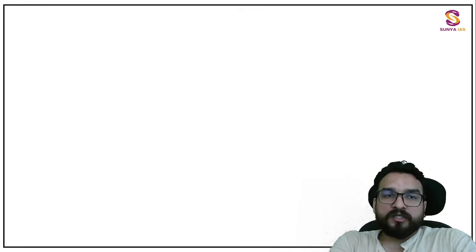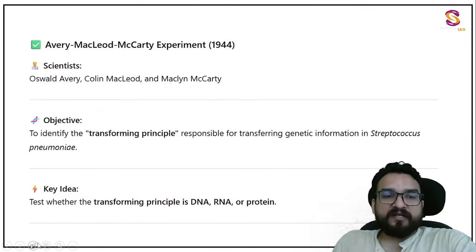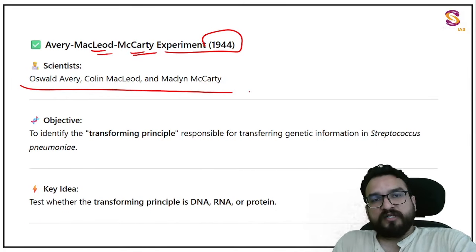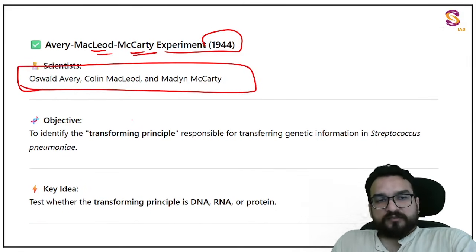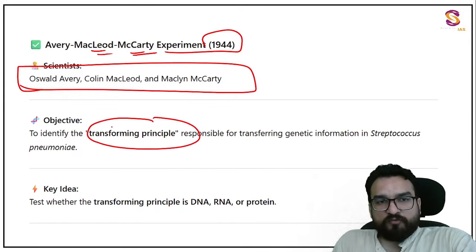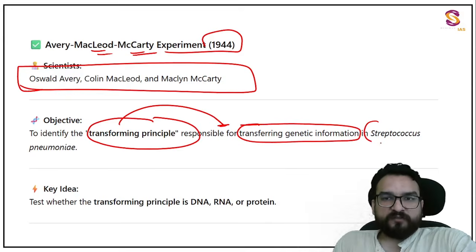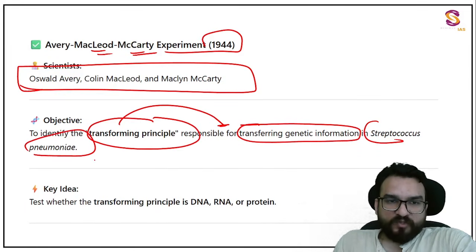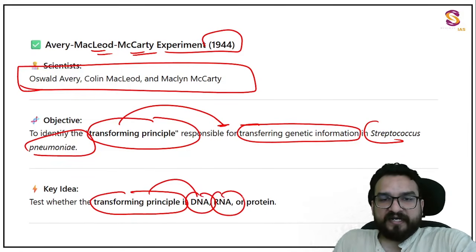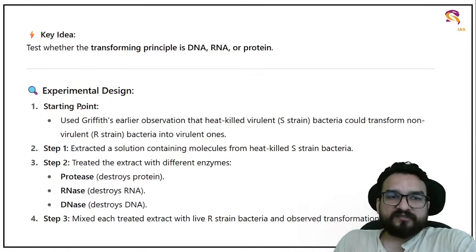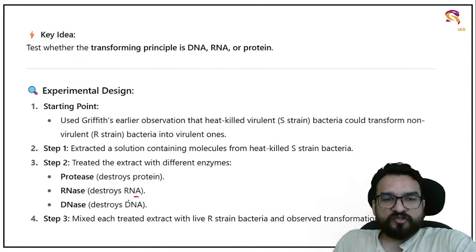Let me show you the content now over here, guys. Avery, MacLeod, McCarty experiment 1944. Full names you can see over here, no need to study. Now what transformed it? They wanted to find the transforming principle responsible for transferring genetic information in Streptococcus pneumoniae. What they did, they test whether transforming principle is a DNA, RNA or protein, and with the help of these 3 cases they took, protease, RNase and DNase cases over here, which destroys protein, RNA and DNA, self-explanatory.